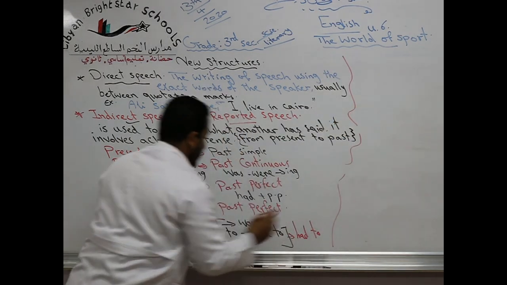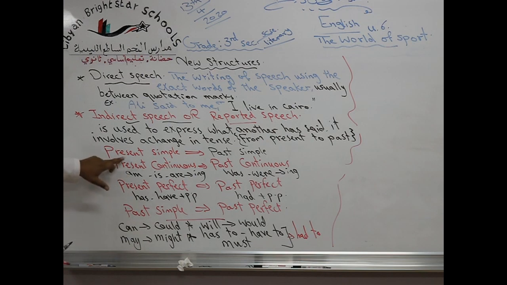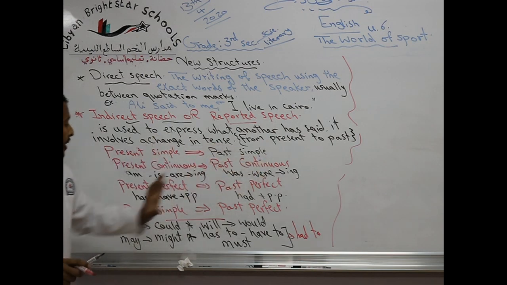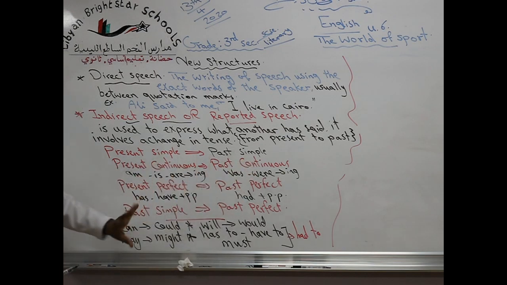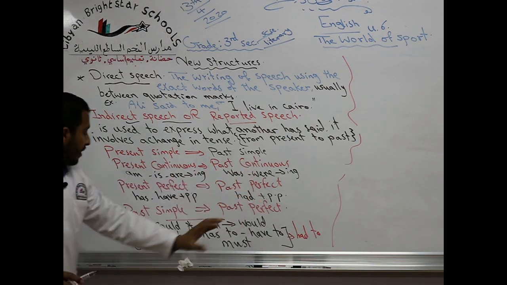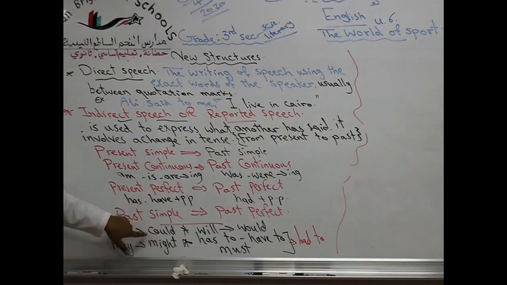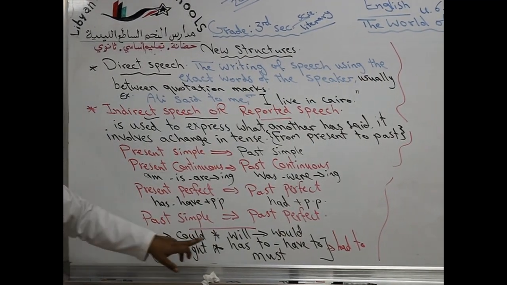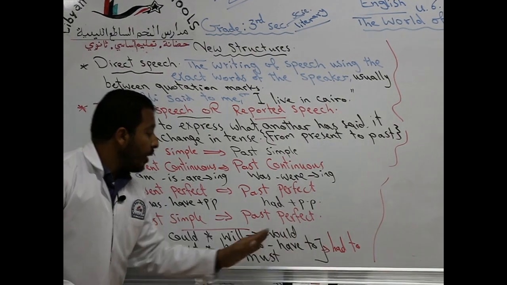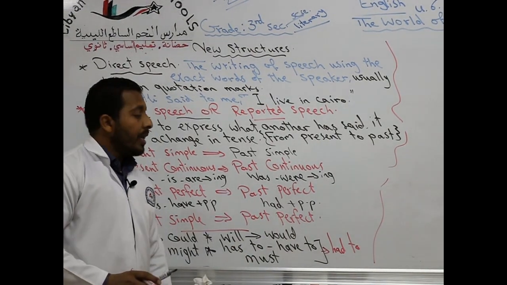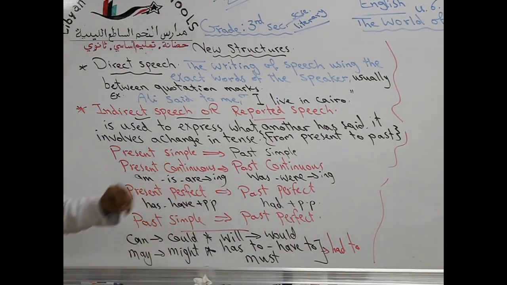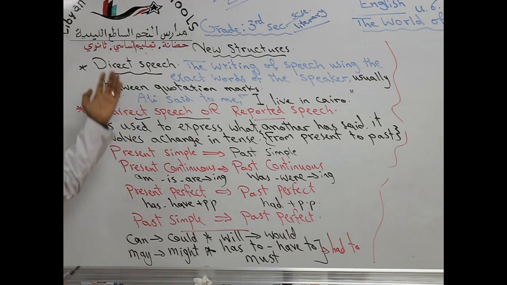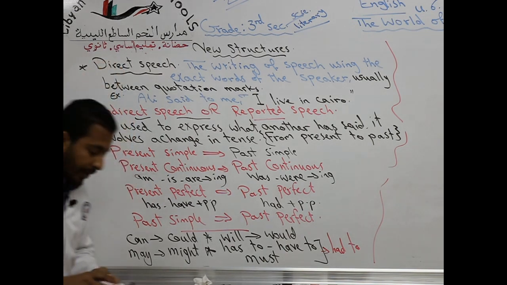Present simple, past simple. Am, is, are, was, were. Has, have, had. Past simple into past perfect. Can, could, will, would, may, might, has to, have to, must, had to. These are the changes we must use when we change from direct into indirect speech.